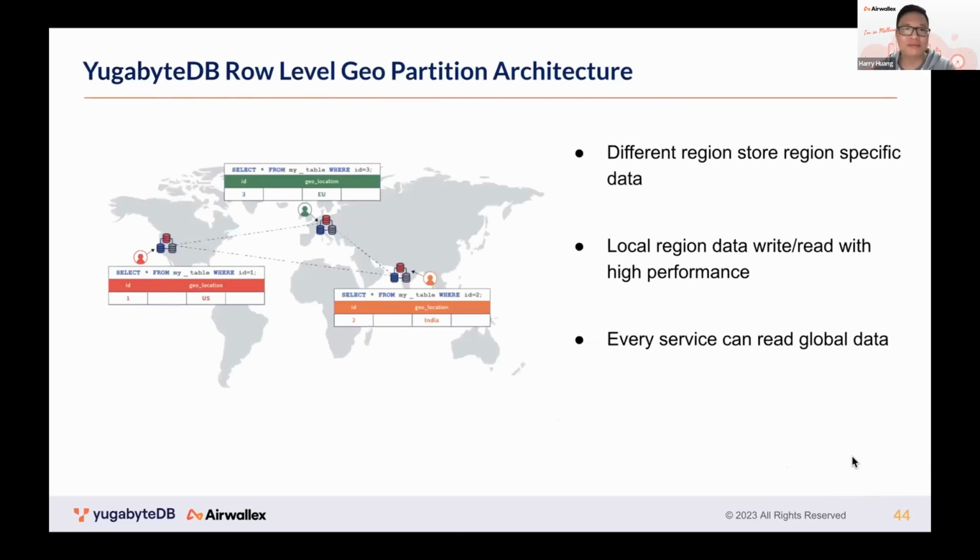Okay, here's an example of how the row-level geo-partitioning architecture can benefit us. We have different data sitting in different data centers, and any query across data centers can be orchestrated by the database engine itself. To the application developer, it could be just transparent. You don't really need to know where your data is and what the relationships are, because all those relationships and data are managed by the database engine.